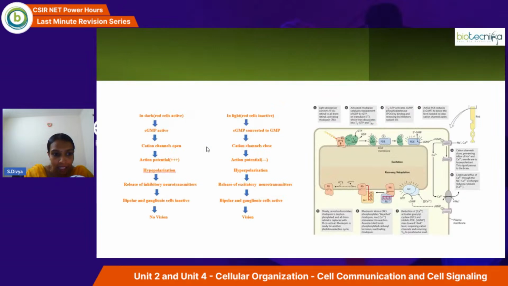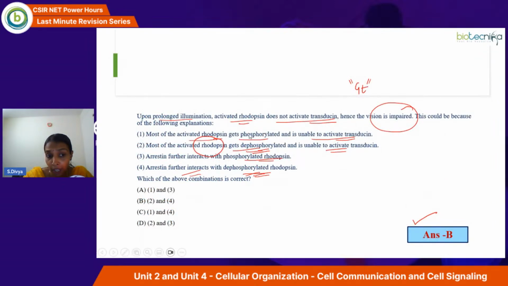See, during the dark, cGMP is active, cation channels are open, action potential takes place. This results in depolarization, thereby releasing the inhibitory neurotransmitters. And bipolar and ganglionic cells are inactive, and that's why no vision. So here what they have asked, due to prolonged illumination, transducin is inactivated. I think partially you understood now. Prolonged illumination does not activate the transducin.